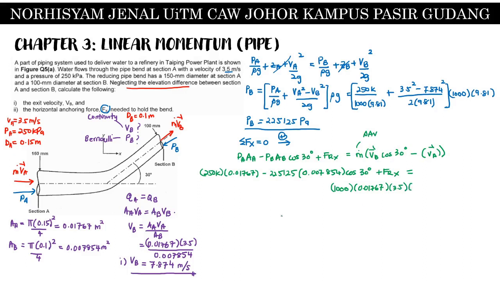So VB is 7.874 minus VA, which is 3.5. So FRX is equal to, the number for FRX is negative 2680.98 Newton. Okay, so what does it mean by that? It means that the FRX is 2680.98 Newton and it is acting to the left. So that will be the final answer for this question.